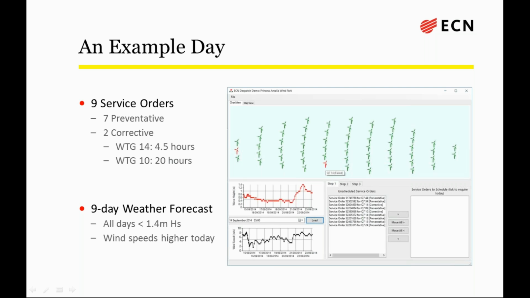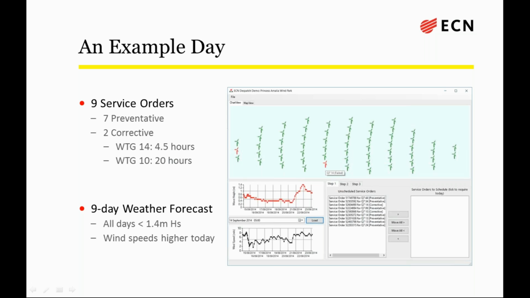So, before we get on to the optimization, let us think about what we'd expect to see in this day. This is quite a simple day. I've chosen it on purpose because you can understand the thinking process. So, we are looking to maximize energy output, which means, of course, that we want to fix the 2 failed turbines as soon as possible. So, the optimum schedule should, if possible, fix those 2 corrective service orders.